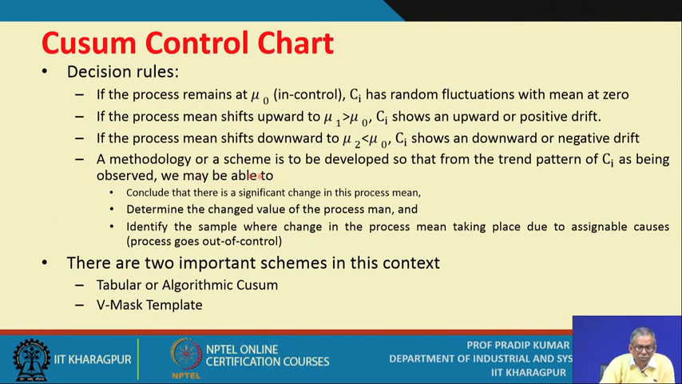A methodology or scheme is to be developed so that from the trend pattern of Ci as observed, we may be able to conclude that there is a significant change in the process mean, and determine the changed value of the process mean. You also have to identify the sample where the change in the process mean took place due to assignable causes. That means at what point in time, for which sample, the process has gone out of control. You detect that particular sample and refer back to it. Then you check the process conditions and whether you are able to identify the assignable causes related to the out of control conditions.